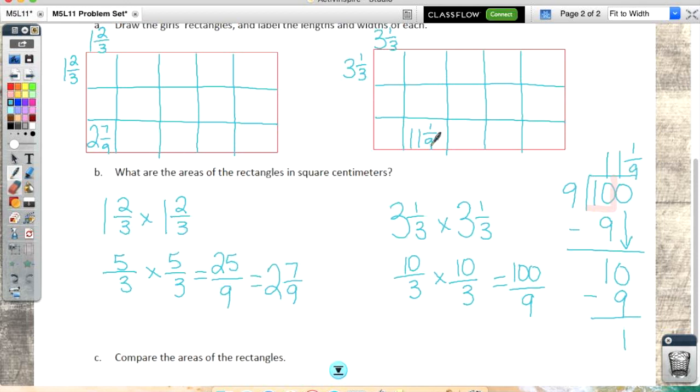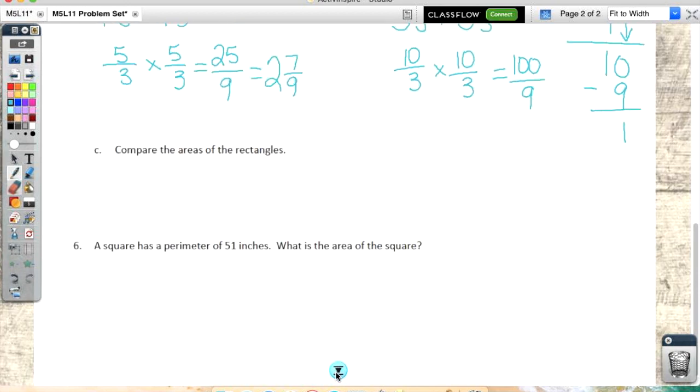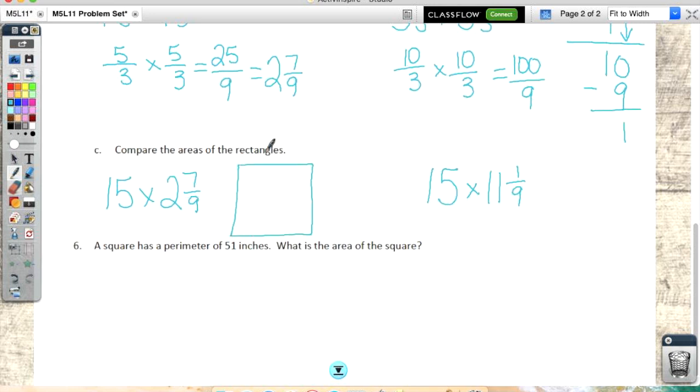Okay, now we got to figure out the total area. Oh goodness. So how many boxes are in each? 15. So we got to take 15 times 2 7/9, and 15 times 11 1/9. What's the easiest way to do this? Area model? Yeah. Okay, I'm going to put it on the area model. We'll see. So here's 15. This is 2, and this is 7/9. So what's 15 times 2?